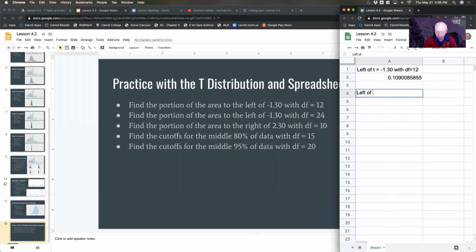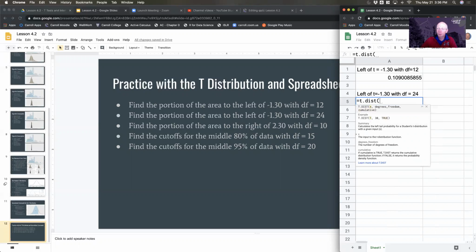Okay, let's do another one. I want left of t equals negative 1.30, same t-score this time, with degrees of freedom equals 24. So now I've got more degrees of freedom, so the t-distribution should be squeezed tighter. Okay, well, let's check. T.dist of, okay, so I wanted a t-score of negative 1.3, degrees of freedom of 24. That's associated with a sample size of 25, comma 1.